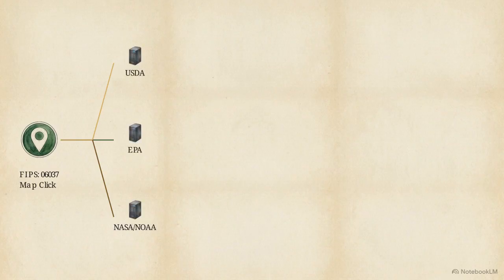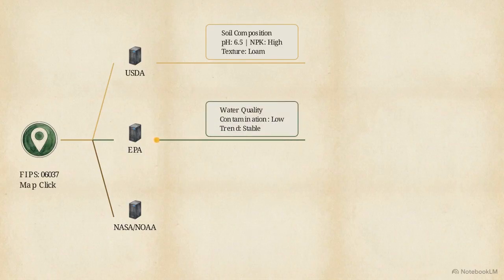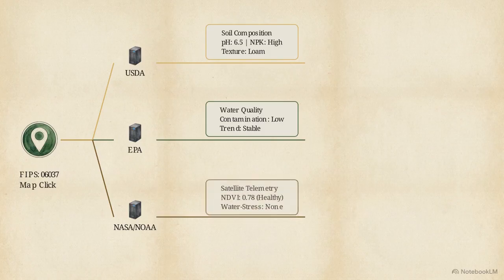The initial input signal instantly splits into 3 parallel data fetching pathways, targeting the USDA, the EPA, and NASA. The USDA pathway extracts localized soil composition data, isolating critical metrics like pH levels and texture classifications for that specific coordinate range. Simultaneously, the EPA pathway retrieves regional water quality indicators, mapping both current contamination levels and historical trends. The NASA and NOAA pathway pulls real-time satellite telemetry, generating vegetation indices like NDVI alongside current water stress overlays.